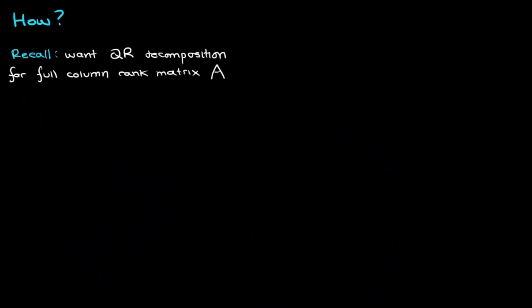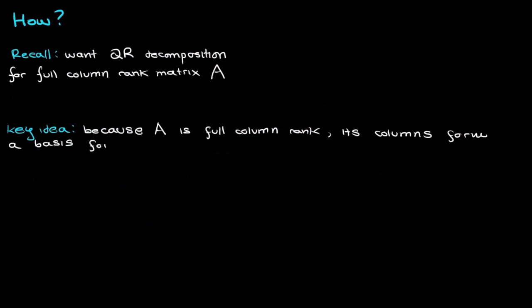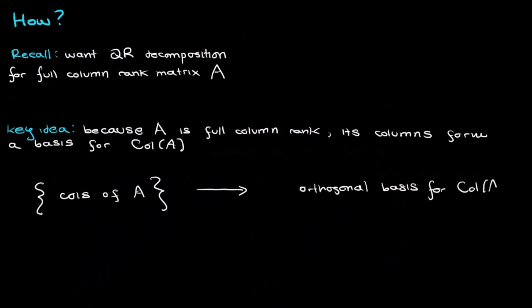Now remember, we're hunting for a QR decomposition for the matrix A, which has full column rank. So how does Gram-Schmidt tie into all of this? Well, if A is a matrix with full column rank, then its columns make up a basis for the column space of A. So we can apply Gram-Schmidt to the columns of A to get out a set of vectors that is also a basis for the column space of A, but is orthogonal. Now the question is, how can we use this to actually get out a matrix decomposition for A?